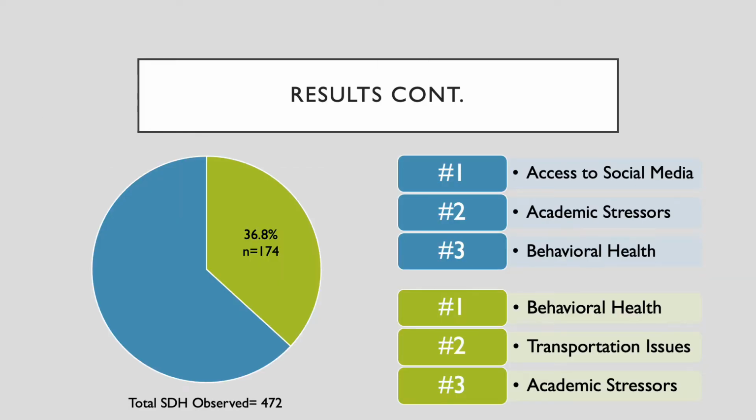The pie chart on this slide indicates that there were 472 social determinants of health observed, with 36.8%, or the green area, perceived to have a negative impact on the patient's health. The top 3 social determinants of health observed were access to social media or emerging technologies, academic stressors, and behavioral health issues. Behavioral health issues, transportation issues, and academic stressors were the top 3 social determinants of health that had a negative impact on overall patient well-being.